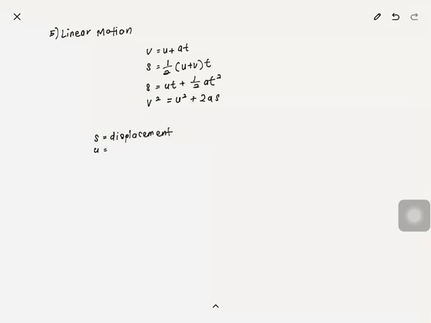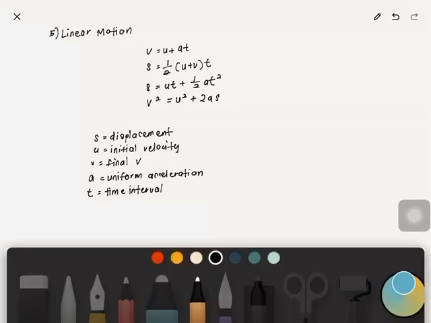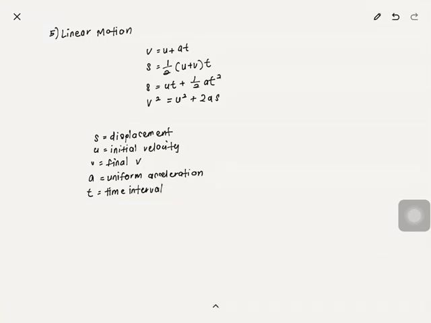So you have to know what all these variables stand for. s stands for displacement, u is initial velocity, v is final velocity, a stands for uniform acceleration, and t stands for time interval. So it's very important that you memorize all these 4 equations and apply accordingly.